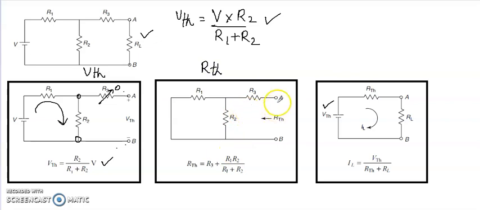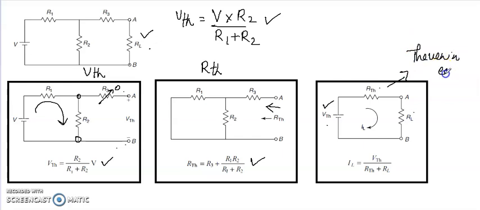For RTH also we have to remove the load resistance, and the voltage sources are short circuited, and if there were current sources, they should have been open circuited. Here there are no current sources, so there is no open circuit. Here the load is removed, and we have to find the effective resistance looking from this direction. That is R1 parallel R2 plus R3. That is given here. Now we have got the VTH and RTH. We have to put these two in series, and replace the load resistance RL. And this is the Thevenin equivalent circuit.